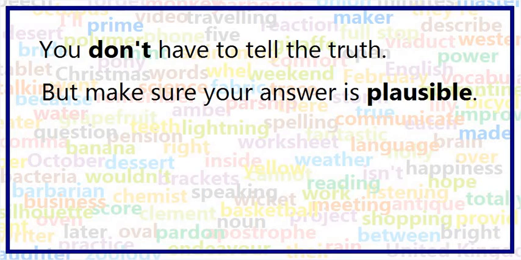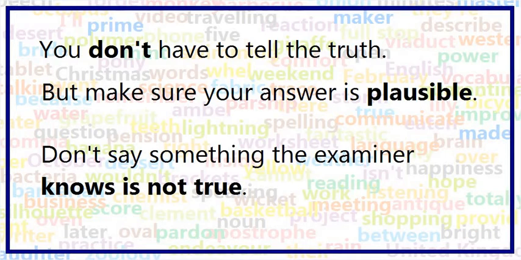Now, in your part 1 answers, you don't have to tell the truth, but make sure your answer is plausible. By this I mean, don't say something that the examiner knows is not true. For example, if you're talking about a holiday, you could say that last year you went on holiday to France. The examiner doesn't know if this is not true. Don't say that you went on holiday to the moon, because the examiner will know that's impossible. So sometimes, if you don't have a good answer to a question, you can make something up, and as long as it's believable, that can still be a good way to show your English ability.